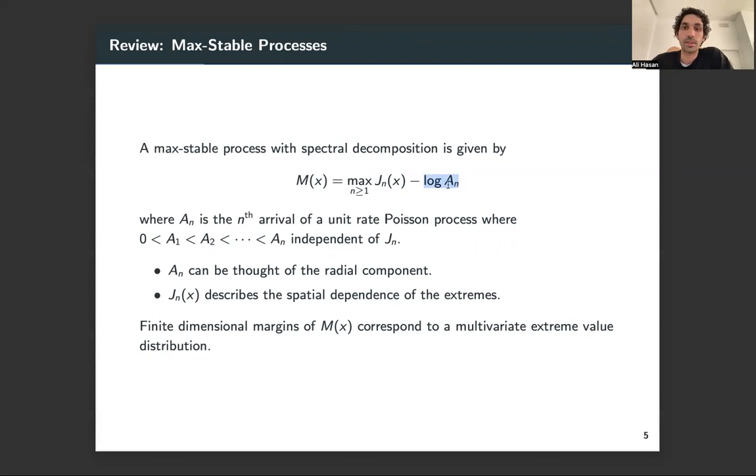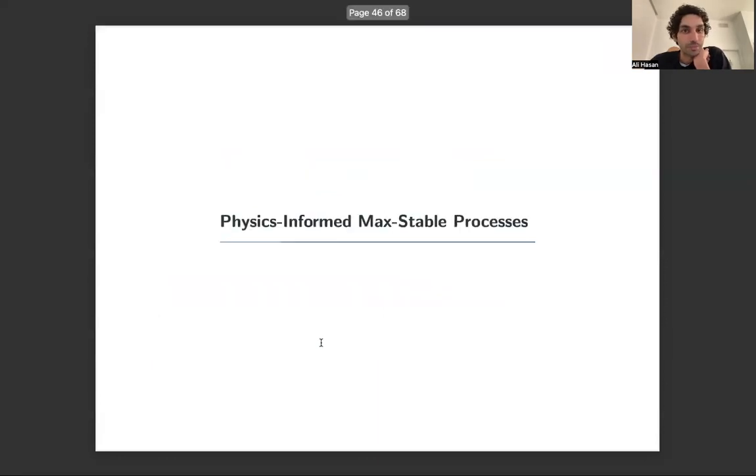And A_n describes how intense or how strong the particular realization is going to be. The finite dimensional margins correspond to multivariate extreme value distributions. So the methods that we described for fitting multivariate extreme value distributions would apply to these finite dimensional margins.